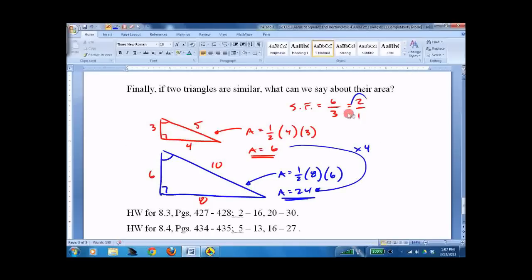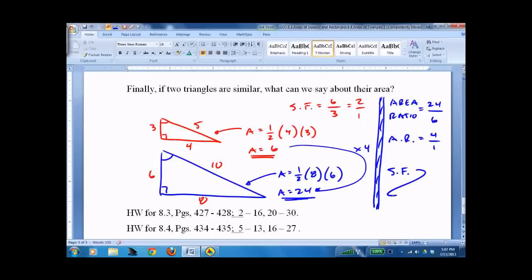But if the scale factor is 2 to 1, how do we get that? Well, that's a new thing for this lesson. We'll call it area ratio, the ratio of the areas. So that would be 24 over 6. I will abbreviate it as AR, which is 4 to 1. So take the scale factor, square it, and you get the area ratio.